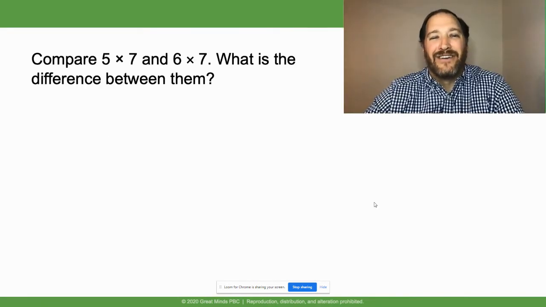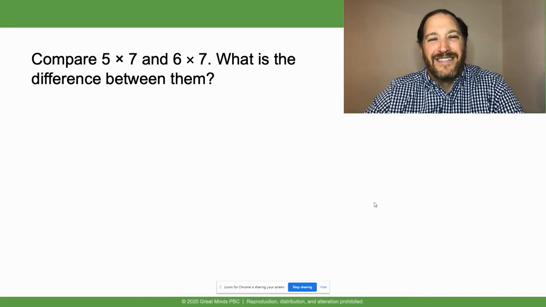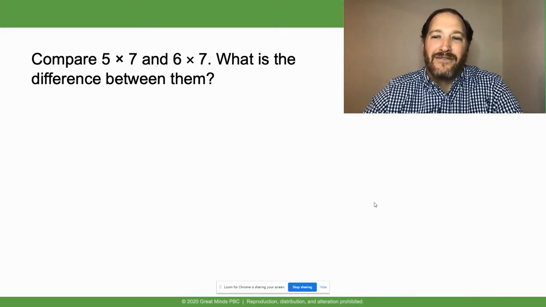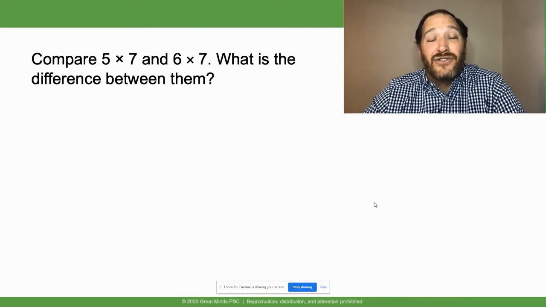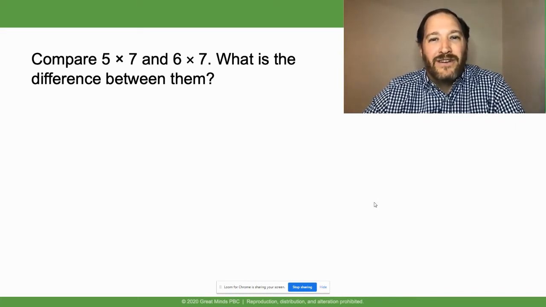Compare 5 times 7 and 6 times 7. What is the difference between them? Share your thinking out loud. Your thinking may have sounded something like this. 6 times 7 has one more group of 7 than 5 times 7. Or you may have realized that that was the same thing I showed you with the dots. 5 sevens plus one more 7 equals 6 sevens.